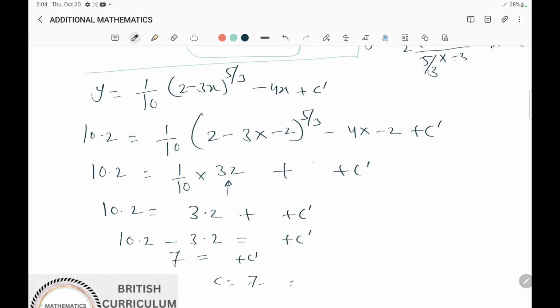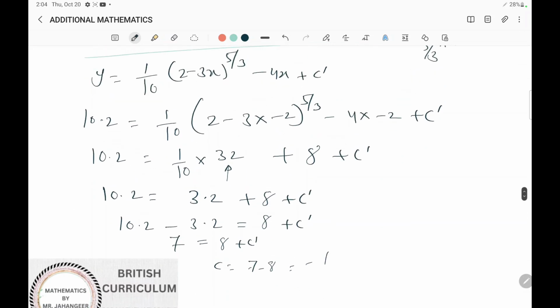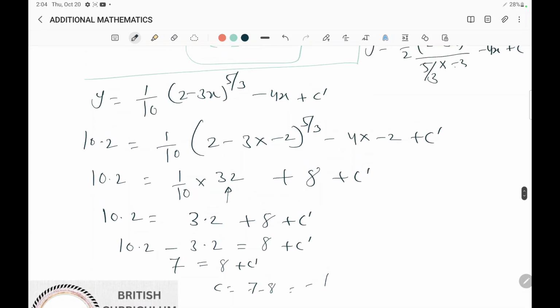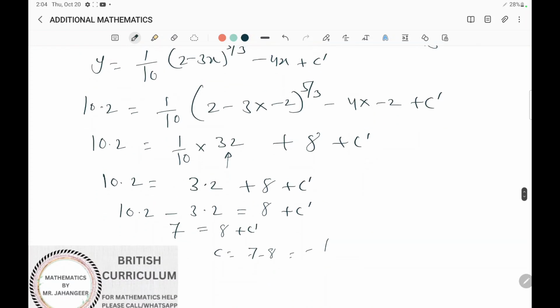Okay, so this is plus 8, this is plus 8, this is plus 8, this is plus 8. 7 minus 8 is minus 1. Okay, then C dash I got minus 1. Yes, finally we got our answer, guys.